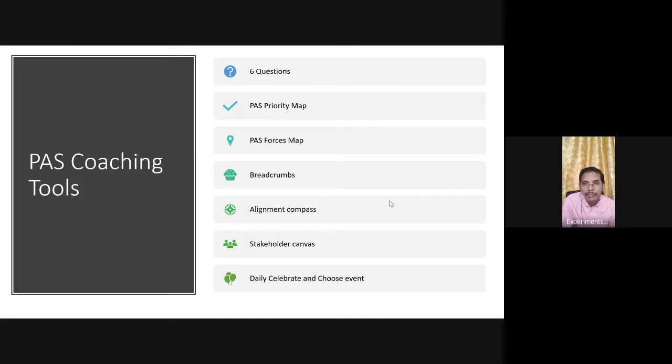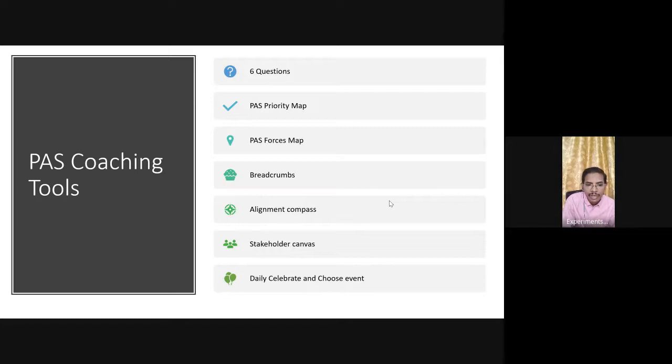And forces map. Forces maps are nothing but the forces which move us every day, right? Our goals, our dreams, our visions. So those are the things which move us every day, right? Our goal of completing the degree makes us attend classes every day, come to college every day, right? Those are all the forces.